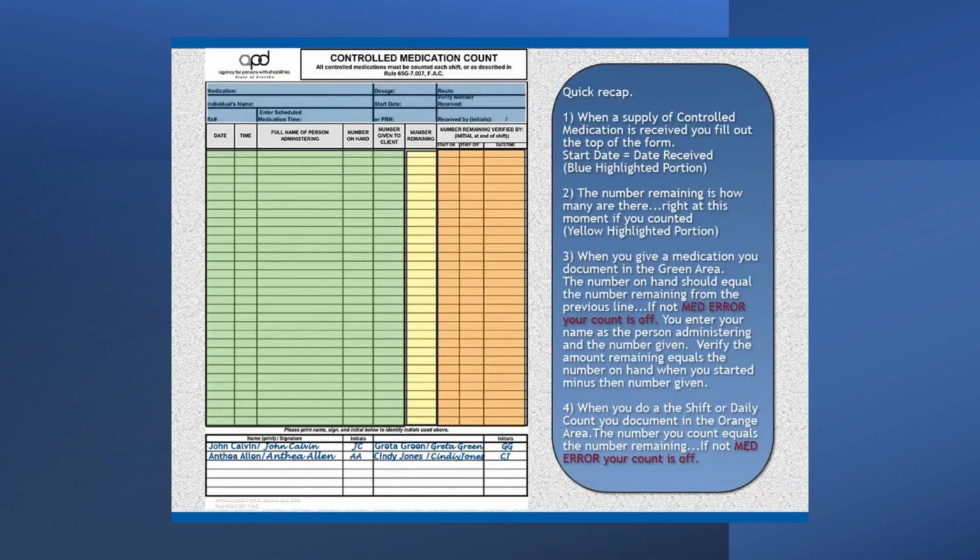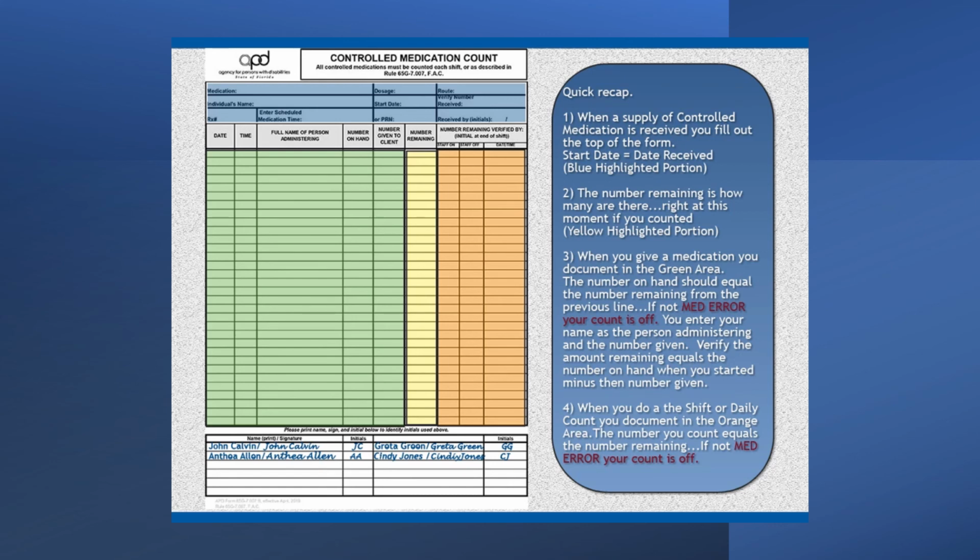Quick recap. 1. When a supply of controlled medication is received, you fill out the top of the form. Start date equals date received. That's the blue highlighted portion. 2. The number remaining is how many are there right at this moment, if you counted. That's the yellow highlighted portion.